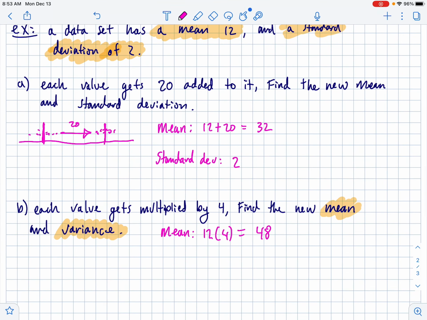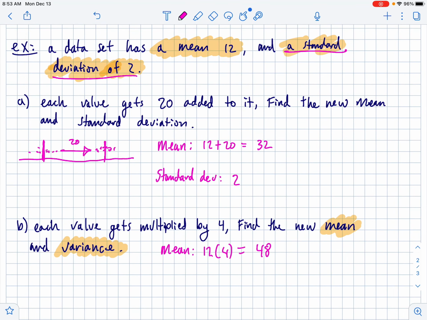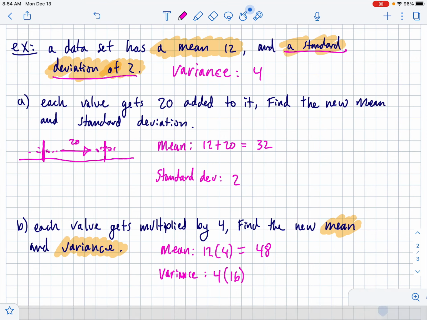Now, the variance is interesting because the original standard deviation was 2. That means that the variance of the original is 4, because variance is standard deviation squared. Then, if you multiply everything by 4, you're actually going to have to multiply the variance by 16, because remember, the variance is the standard deviation squared. So this is going to be the original variance times the new multiplier squared.